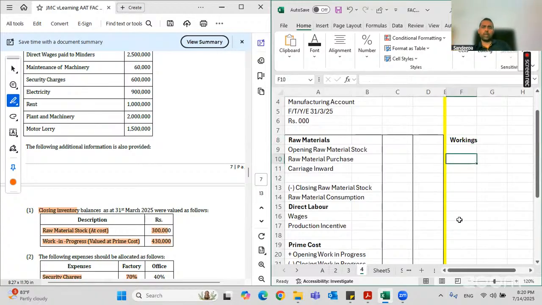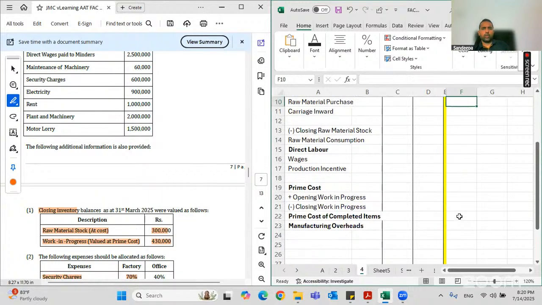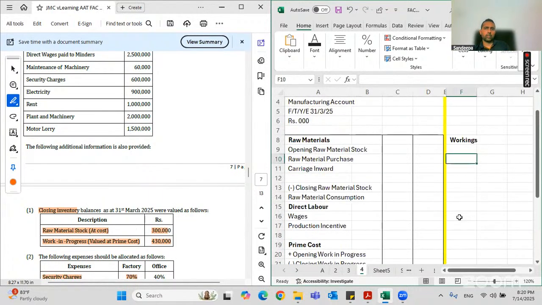Okay. Lama, are you all okay with the formats and other things? Just drop me a message. Manufacturing account, you are going to get 10 marks in the exam. Very easy. One of the easiest. You need to remember the format. The purpose of the manufacturing account is to calculate the manufacturing cost of completed items. That's the objective. So the manufacturing cost includes the material cost, labor cost, and overheads.